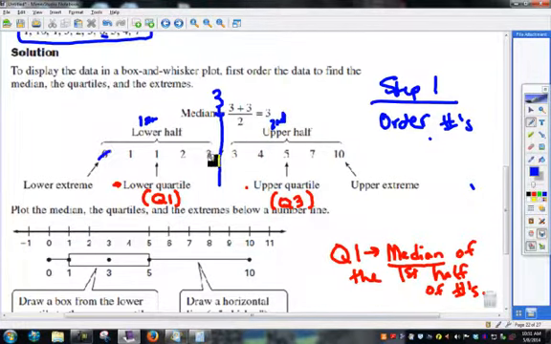So we cross off, cross off, cross off, cross off. 1 is our first quartile, or our quartile 1. Okay, in the upper quartile, we have to find Q3, so that means we need to find the median of the second half of the numbers, or the upper half of the numbers. We cross off, cross off, cross off, cross off.